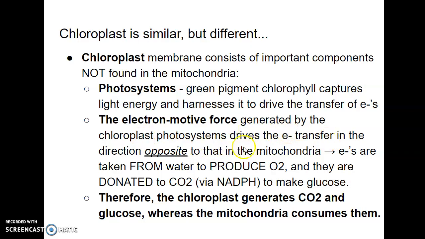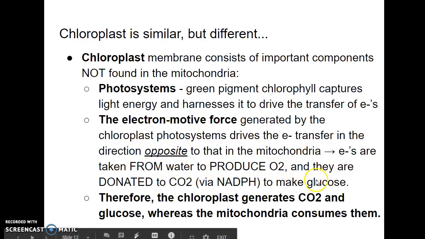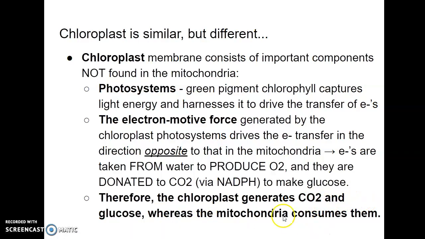generated by the chloroplast photosystems drives the electron transfer in the opposite direction to that of the mitochondria. So electrons are actually taken from water to produce oxygen, and they are donated to carbon dioxide to make glucose. So therefore, the chloroplast generates oxygen and glucose, whereas the mitochondria consumes them.